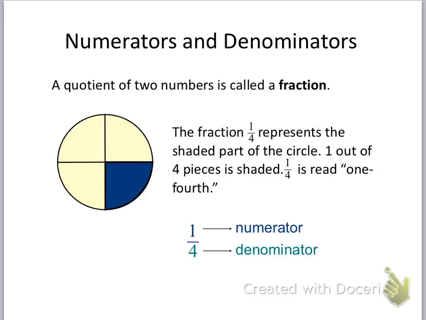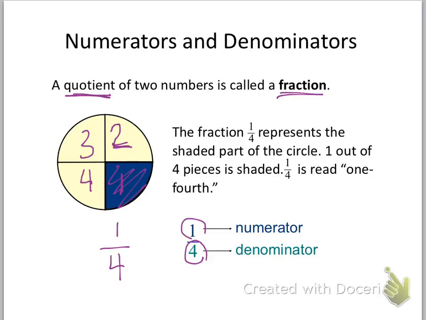Numerators and denominators. Numerator is the top number, denominator is the bottom number. When we divide these two numbers, we call it a fraction. And so here I have a visualization of a fraction that is 1/4. Okay, so one part shaded out of 4 total parts.